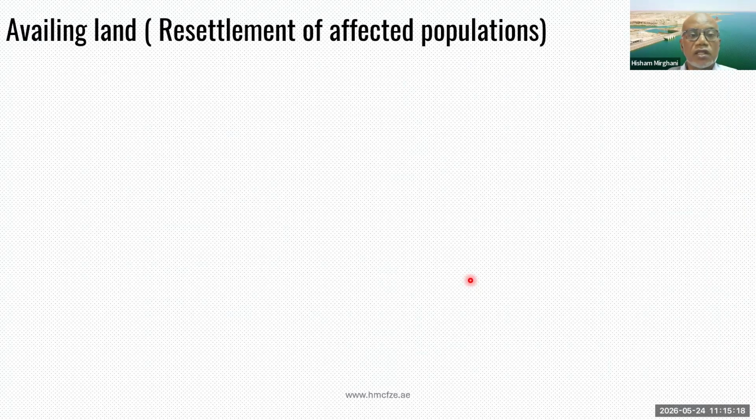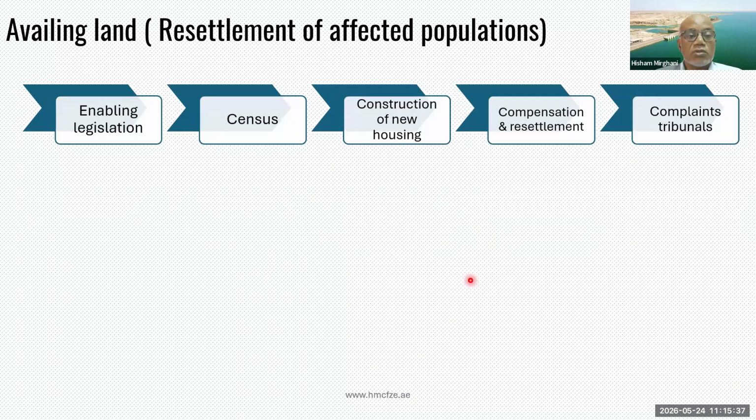Coming now to availing the land for the project, hydropower, I think, is really an extreme example, because in many cases, there is a large number of affected populations, and this takes years and years and a lot of resources and effort to manage the resettlement process. This is a summary of the process.